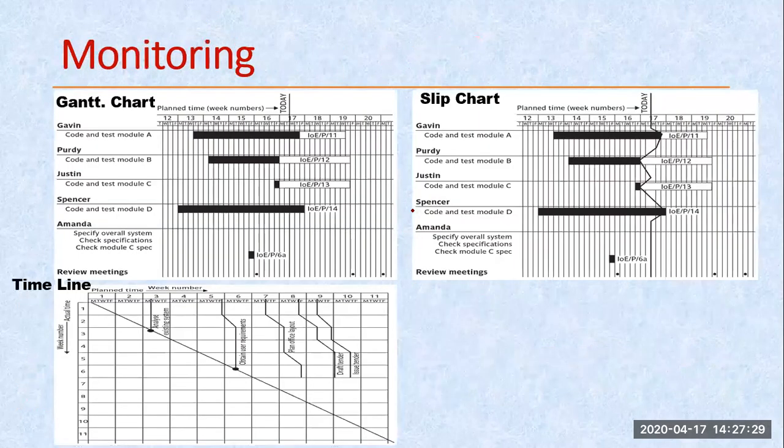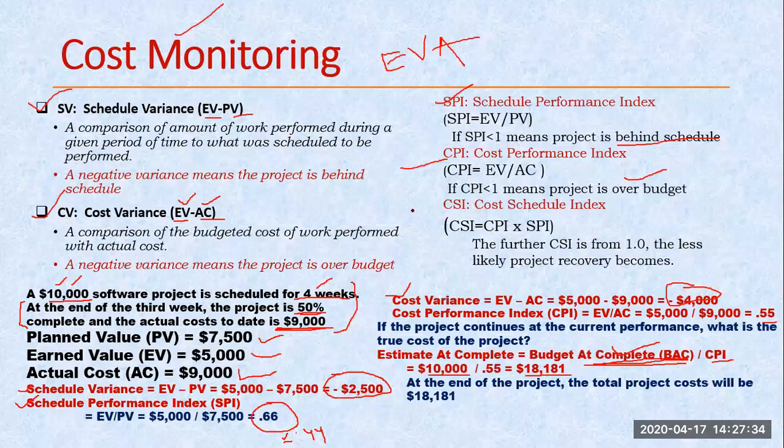Clear? Is there any doubt? This complete concept is known as earned value analysis. We took one example and calculated my cost variance, schedule variance, SPI, and also the new cost for my project. At the end of the project, how much do I need? This much.